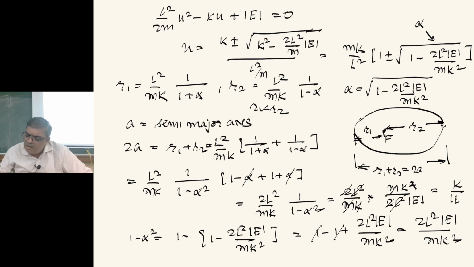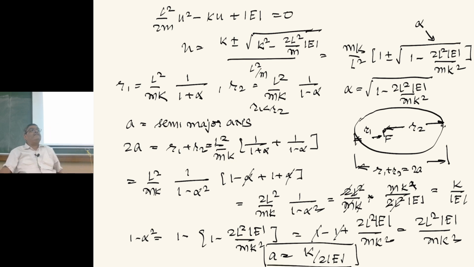Is that right? Anything else left there? Not that I know of, okay? So this is equal to 2a. So therefore a is half of that, so it is k divided by twice of modulus of E.